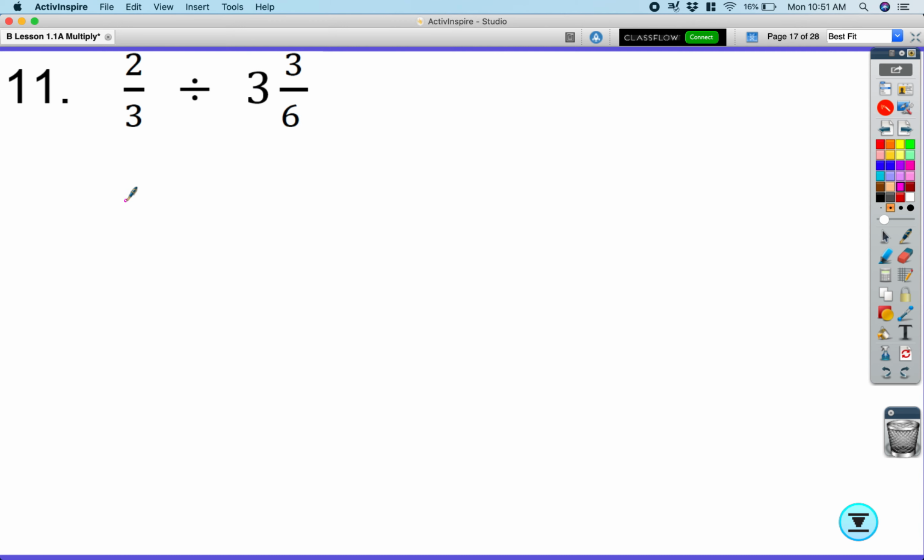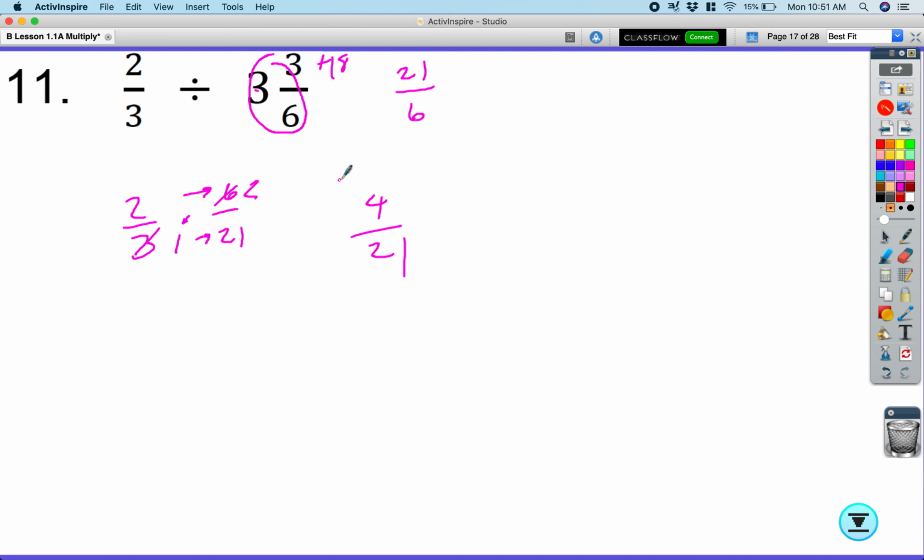Okay, and the last one, 2/3 times. Now before I flip this, I want to turn it into an improper fraction. 3 times 6 is 18, and add that to the numerator, which will give me 21 over 6. So I'm going to then flip that 21 over 6 to have 6 over 21. This reduces then to 2 over 1. So when I multiply straight across, I'm going to get 4 over 21.